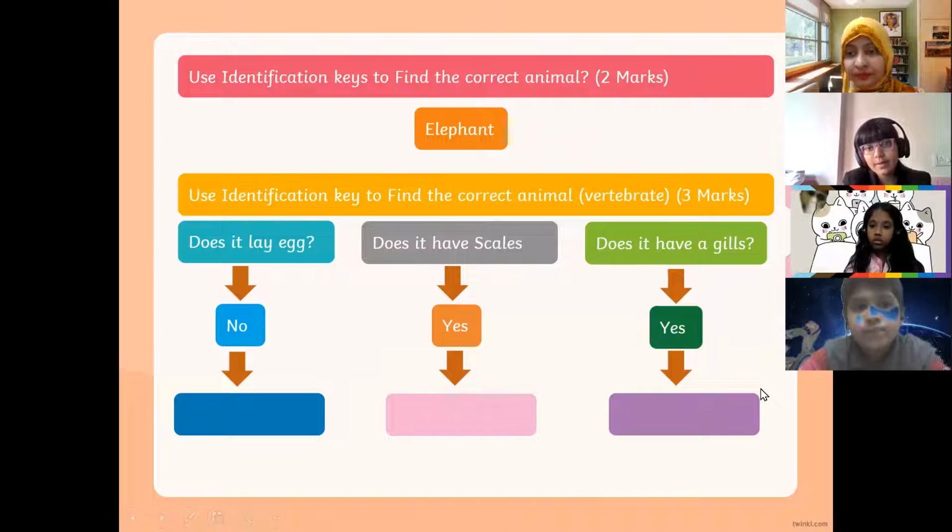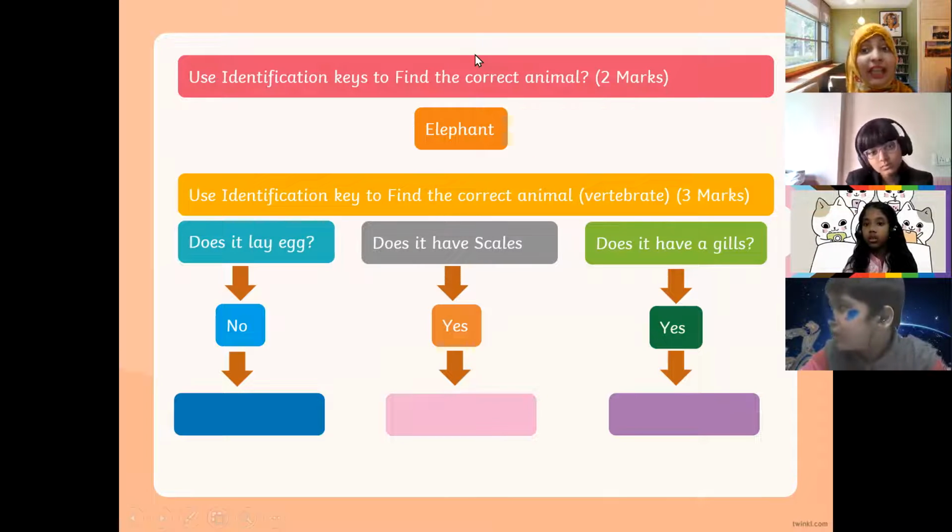We have to write the whole identification key. You have to just write the identification keys for elephant over here. Okay, 5 questions you have. And over here down in the second question, you have to just answer what vertebrate animal is this.